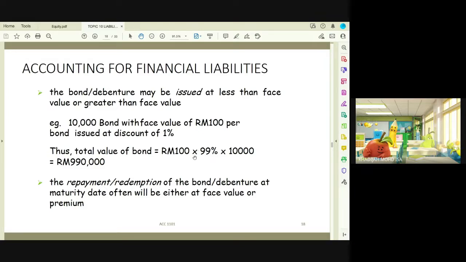If it's issued at a premium, then you have to multiply by 100 plus something. The repayment or redemption of the bond at maturity will often be at either face value or premium. So when you issue at a discount, what you get is only 990,000. But upon maturity, you have to pay at least the par value, which is 1 million here. Yeah, 1 million or more. If it's more, that means it will be redeemed at a premium.